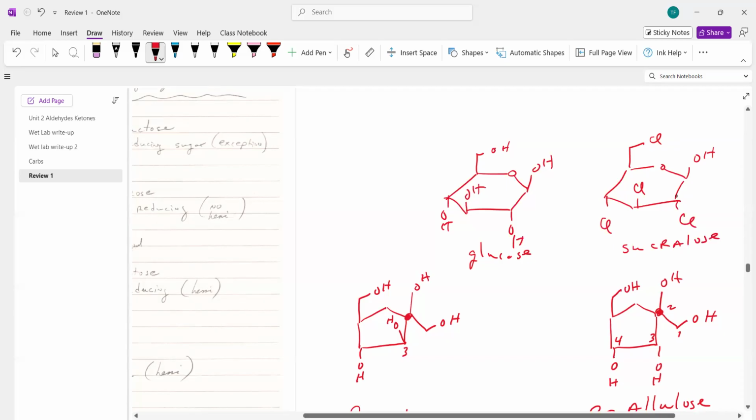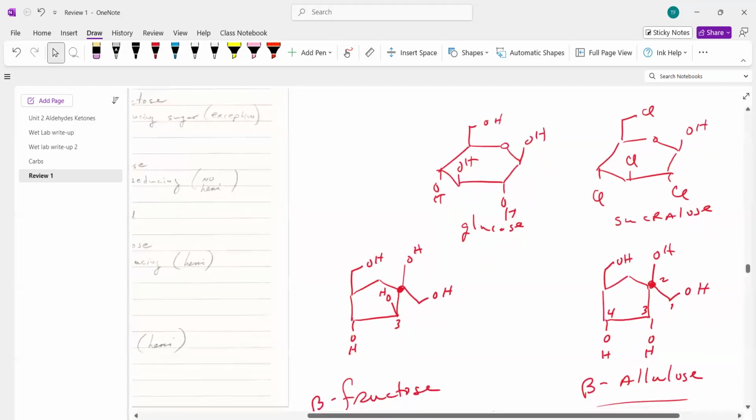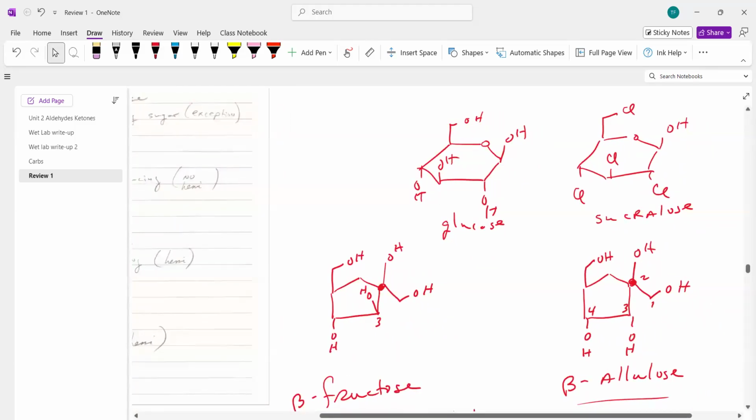So what they do is they substitute the hydroxyl group with a chlorine. That's called sucralose. That's been around for a while. Both of these are designed to imitate the real thing, but they're different enough so they're not metabolized. So there's basically zero calories, and you don't get any of the side effects of fructose.